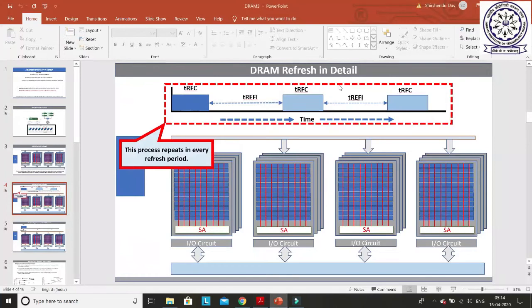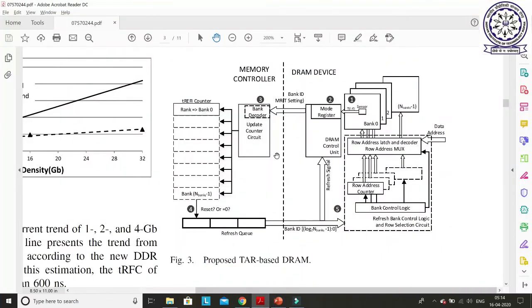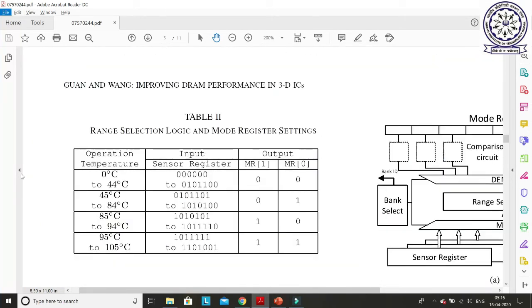But in this paper, they separated the temperature into four different ranges. These are their ranges: 0 to 44 degrees, 45 to 84 degrees, 85 to 94 degrees, and 95 to 105 degrees. So a bank can be in any of these temperature ranges. Since there are four different temperature ranges, to uniquely represent them we need two bits.